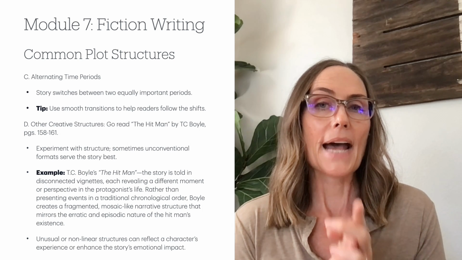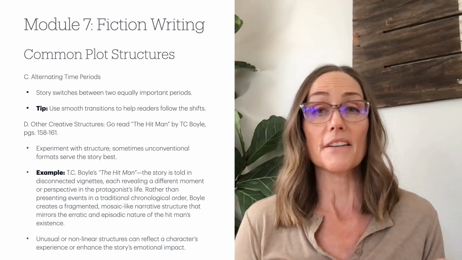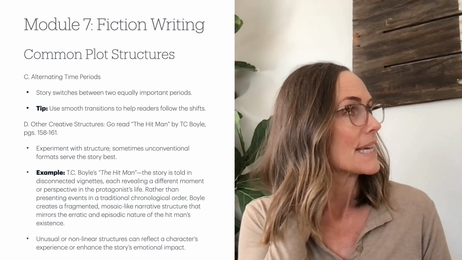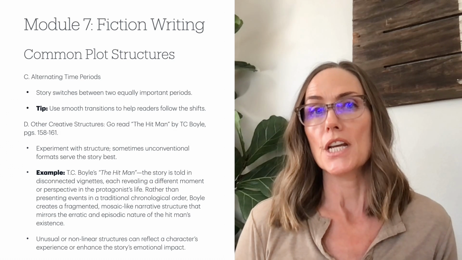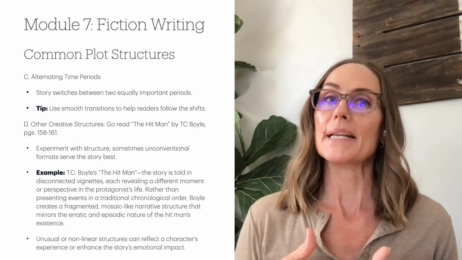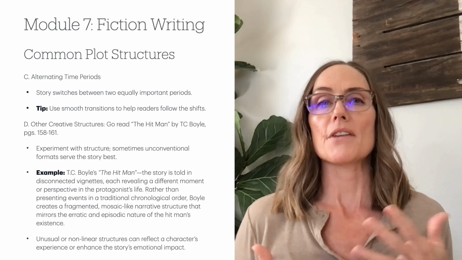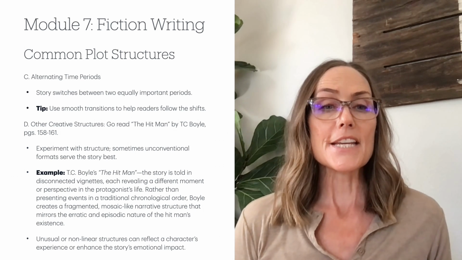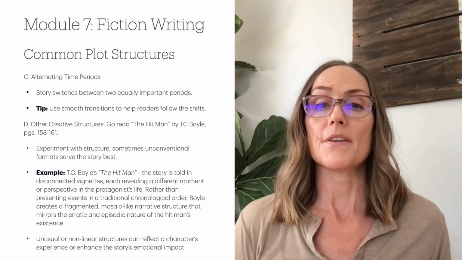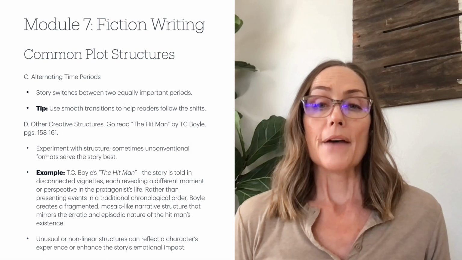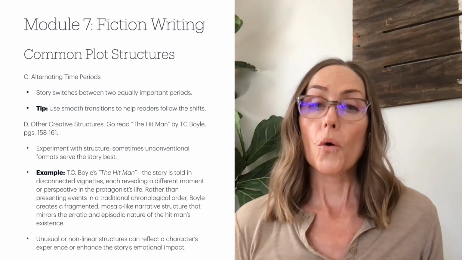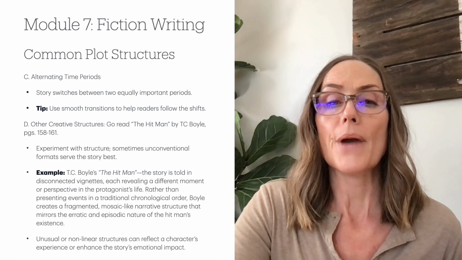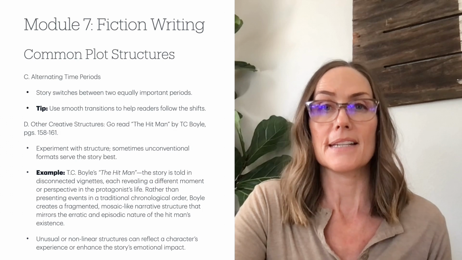And as you do, I want you to notice the unconventional format that T.C. Boyle uses. He's known for this. He is a writer who has always challenged his readers to really dig deep and get into the story with him and try to figure out what he's doing. Now, in this one, the story is told in disconnected vignettes, each revealing a different moment or perspective in the protagonist's life. Rather than presenting events in a traditional chronological order, Boyle creates a fragmented, mosaic-like narrative structure that mirrors the erratic and episodic nature of the hitman's existence.